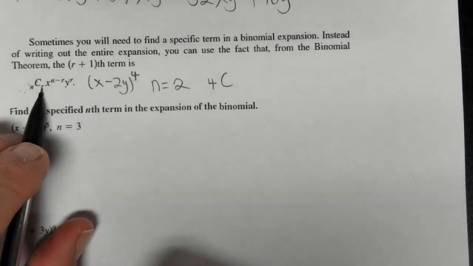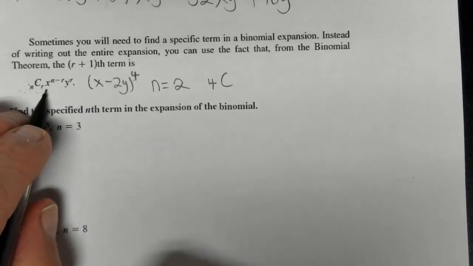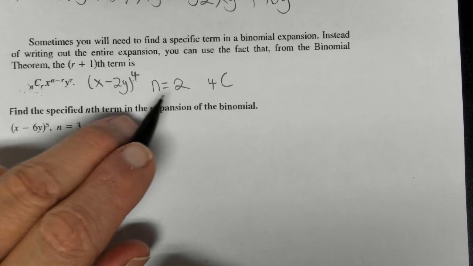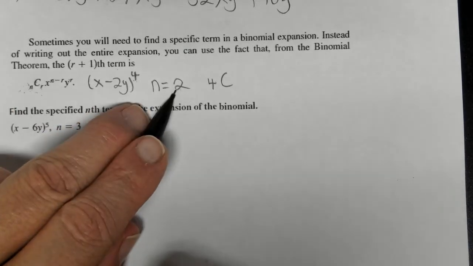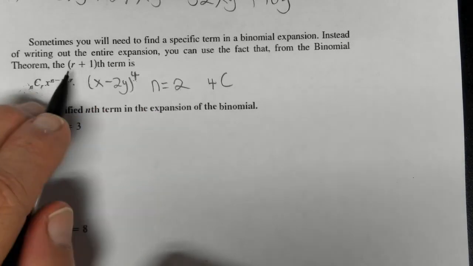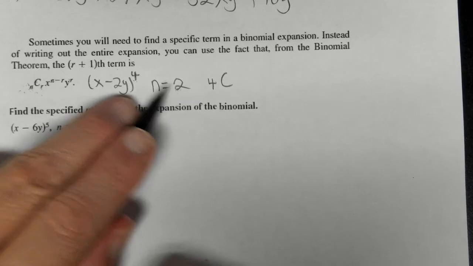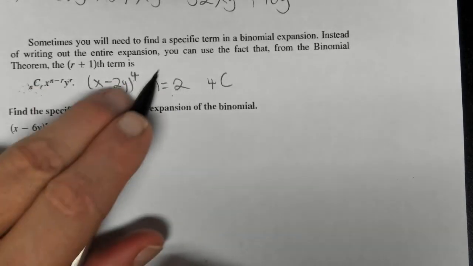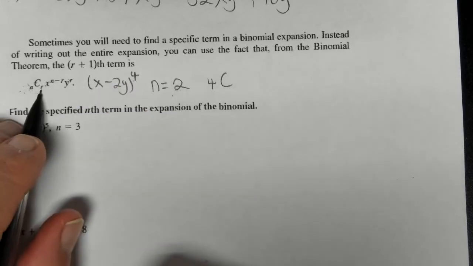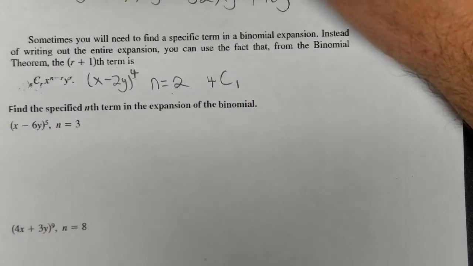Now the r. Remember, the r plus 1th term is what this formula is for. So if I'm looking for the second term, the r is going to be whatever the term number is minus 1, because this is the r plus 1th term. If the term is 2, then r has to be 1, since 1 plus 1 makes 2. So 2 minus 1 makes my r 1 here.